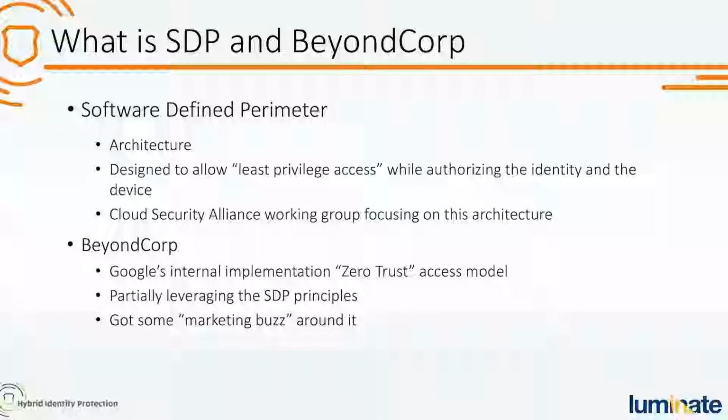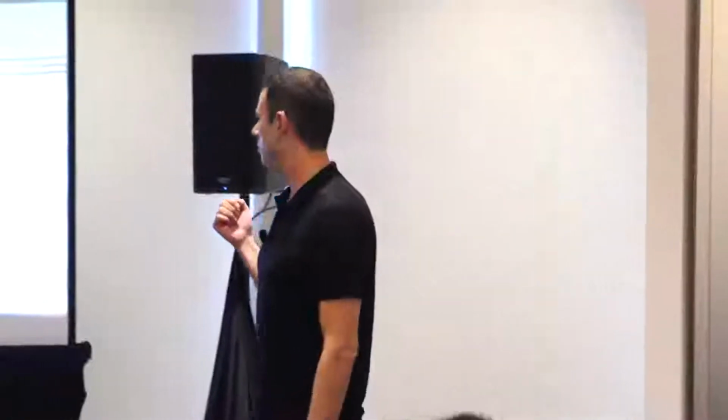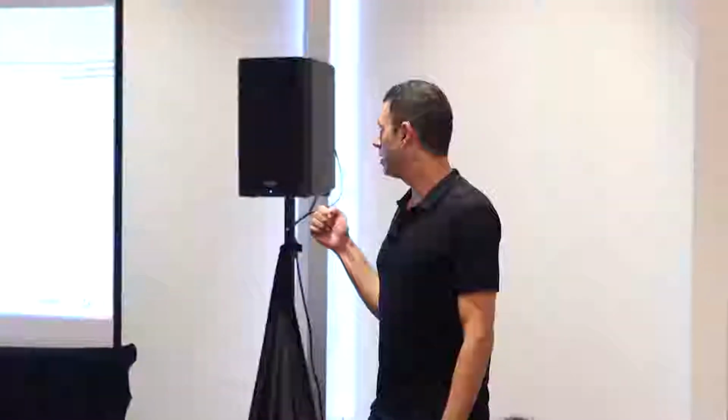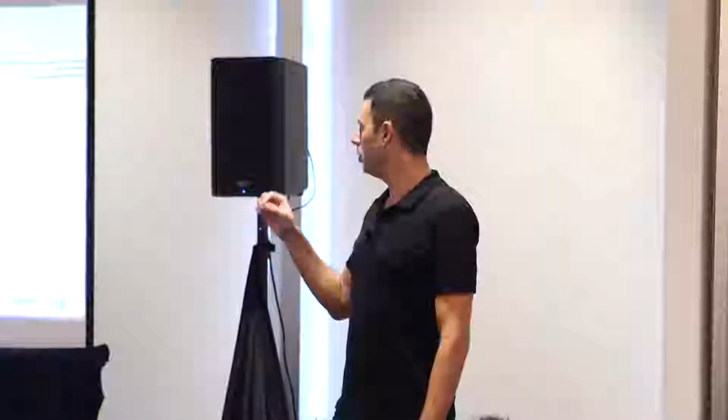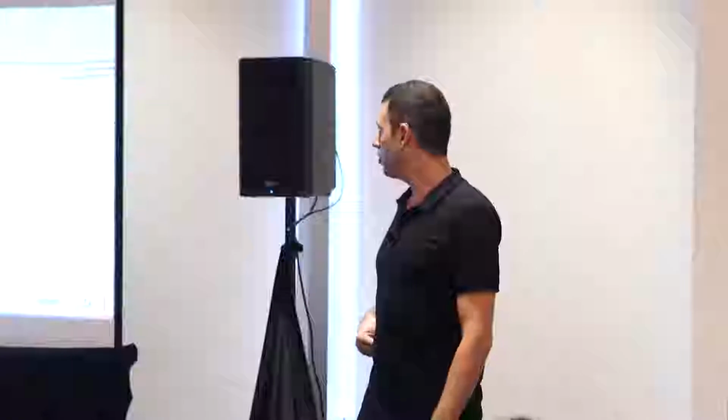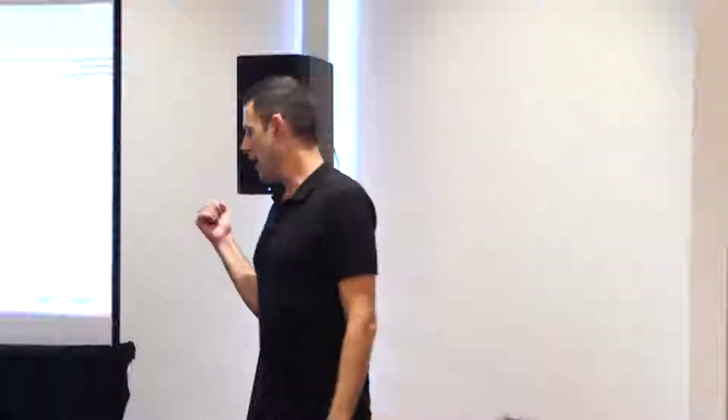So what are the other buzzwords in that realm? So there is software-defined perimeter. What is software-defined perimeter? Software-defined perimeter is an architecture, right? So if zero trust is a model, a way to think about the problem, the software-defined perimeter is actually an architecture. There are companies that implement that architecture in specific products. We're doing something very similar to the architecture. There are other companies. And the idea is to allow least privilege access by authorizing the identity and the device. So very similar to the zero trust concept.